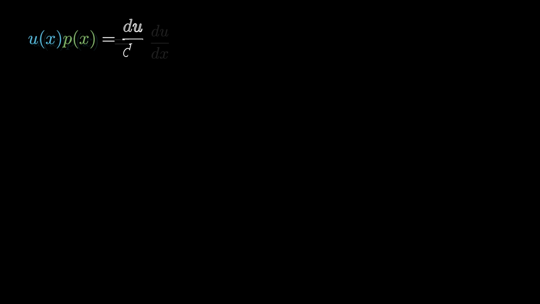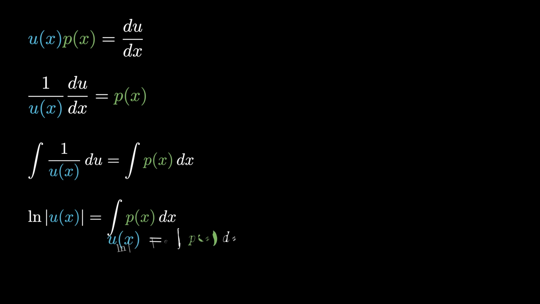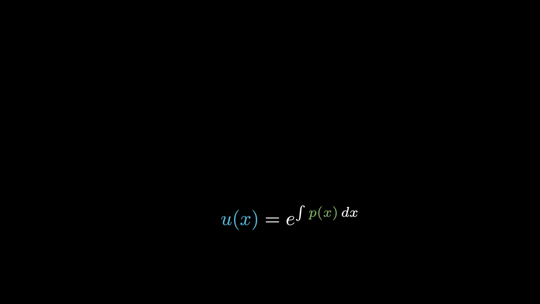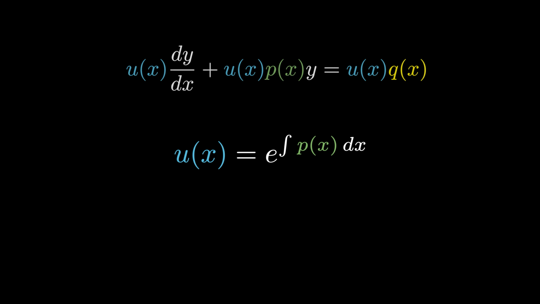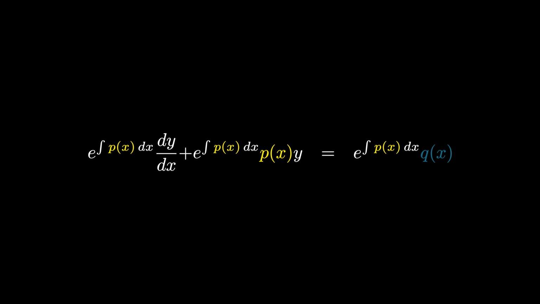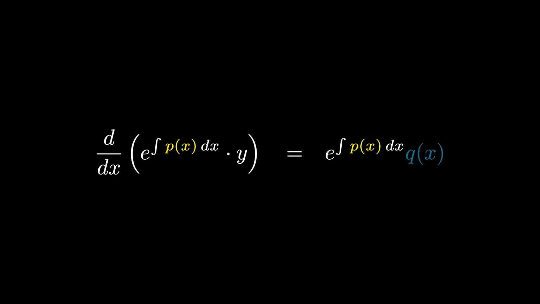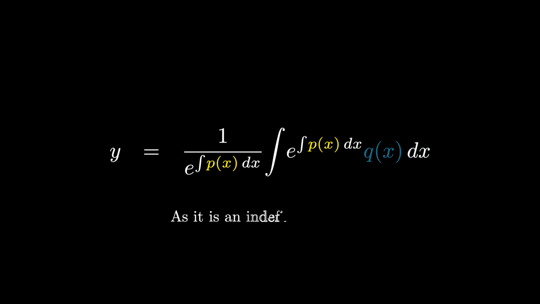And now solving this differential equation by variable separable method, we would arrive at the value of u of x as exponential of integral p of x times dx. Substituting it back into the multiplied equation and rearranging the terms, we would reach the solution for our differential equation, and as it is an indefinite integral, we'll have to add the constant c.